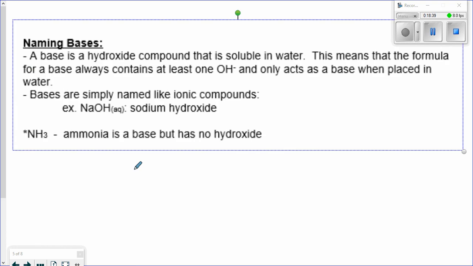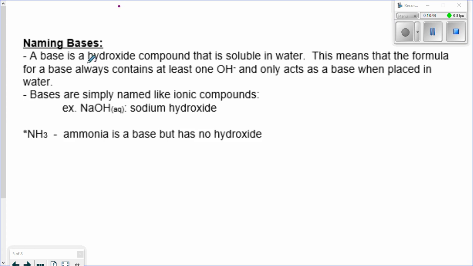So naming bases. The way that we described bases is that they contain a hydroxide compound, that OH negative part. So the formula for a base always contains at least one OH minus and only acts as a base when placed in water. Bases are super easy to name because we've already done it. Bases are simply named like ionic compounds. You would have seen this before.